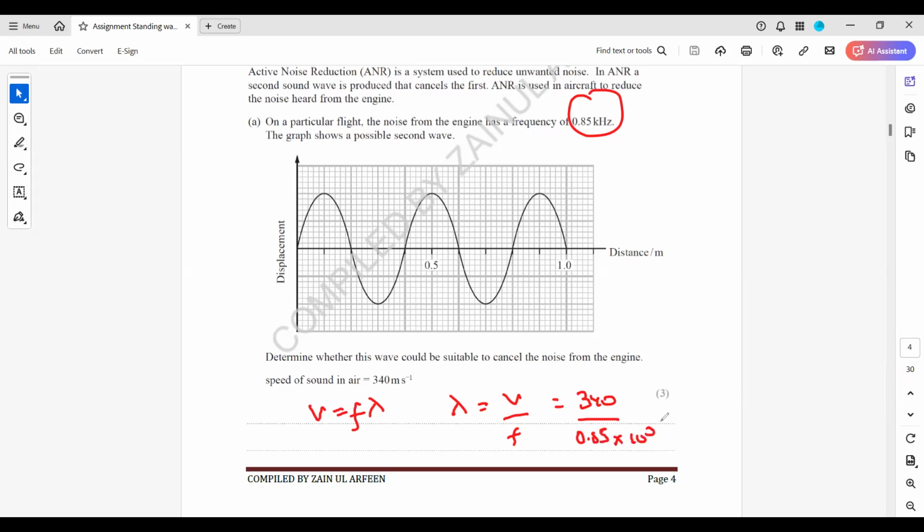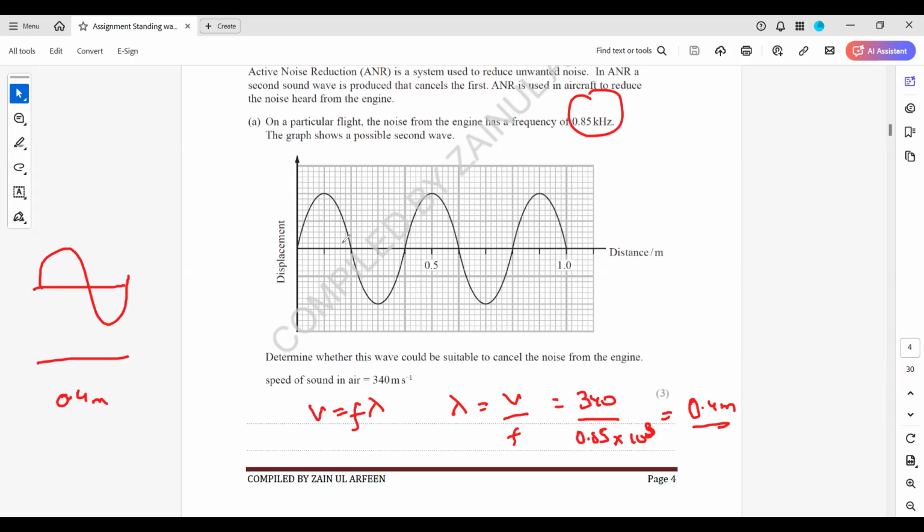So 0.85 into 10 power 3. What's the answer for this? 340 divided by 0.85 times 10 power 3. So it is 0.4. So the wavelength of the wave produced by the engine is 0.4 meter. What is the wavelength of this wave?